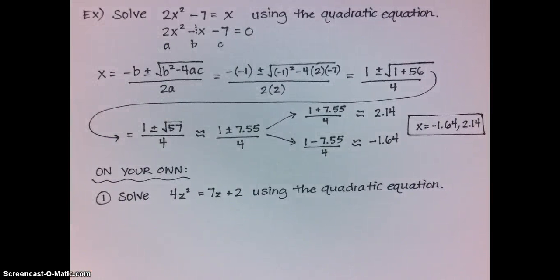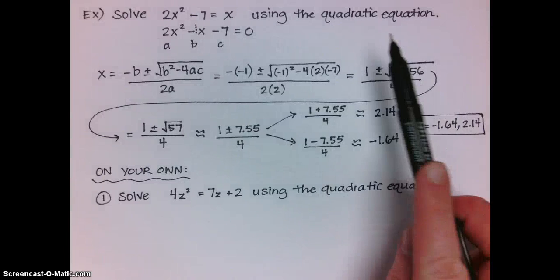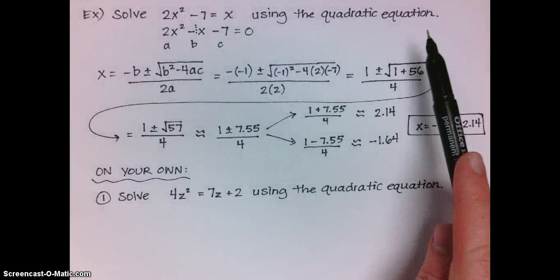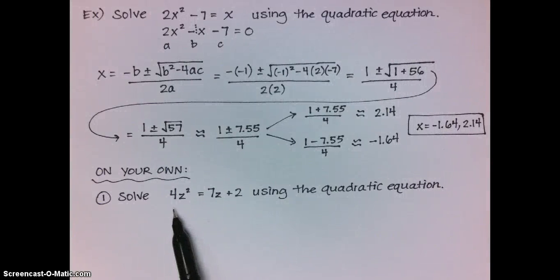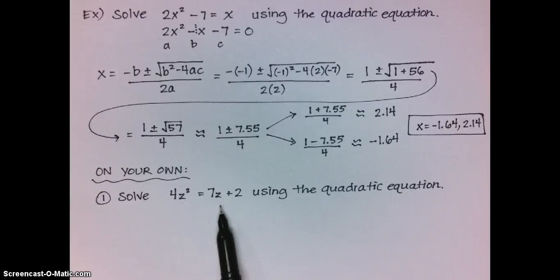Okay, so these are just ways that you can solve any equation by using the quadratic equation, or the quadratic formula. All right, so what I want you to do is try one on your own. I have 4z squared is equal to 7z plus 2 using the quadratic equation, or quadratic formula. So you need to rewrite it first so it's equal to 0, label your a, b, and c, and plug them in. Okay, so try to solve this. Come with any questions you might have when you come to class tomorrow.